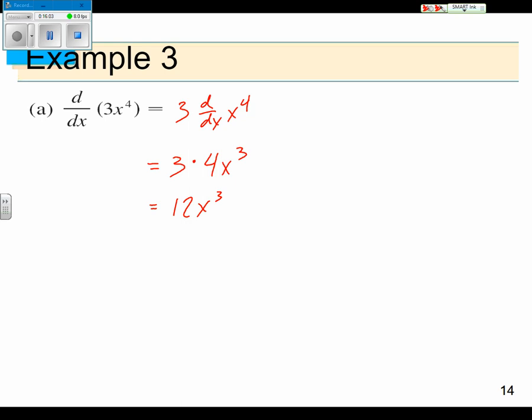You guys see a better way of working this? Yeah. Just do 4 times 3, and that's 12, and then lower the exponent by 1 still. And that's going to work every time.